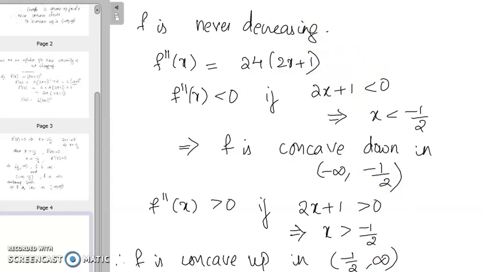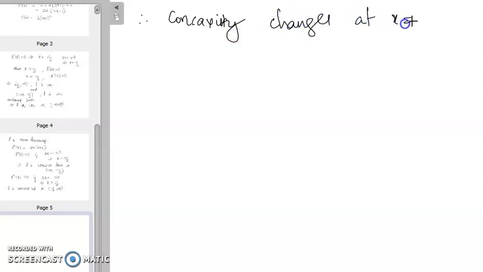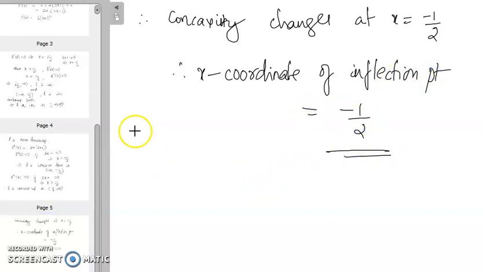So you can see that the concavity changes in the interval which has a turning point minus 1 by 2. So therefore concavity changes at x equal to minus 1 by 2. So therefore the x coordinate of the inflection point will be equal to minus 1 by 2. So those are the required values.